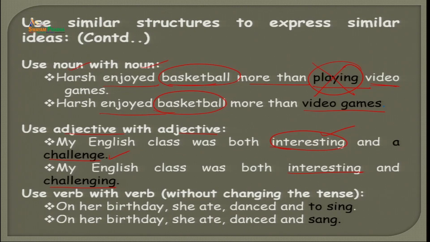Then you further move to words, combination of verb with verb. What is this? Like on her birthday she ate is the verb, she danced is the verb and to sing is the infinitive. So, infinitive is not allowed over here, rather what would you say? Talking about the past tense, eat, ate, eaten. So, if it is the past indefinite sense, obviously she ate, she danced and she sang. Sing, sang, sung. So, sang is the second verb form. Am I right everyone? So, remember how we are going to bring about the parallel structure.